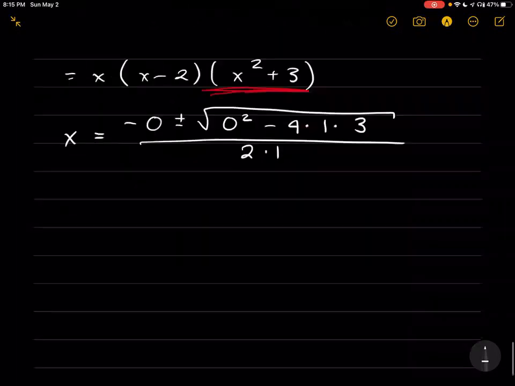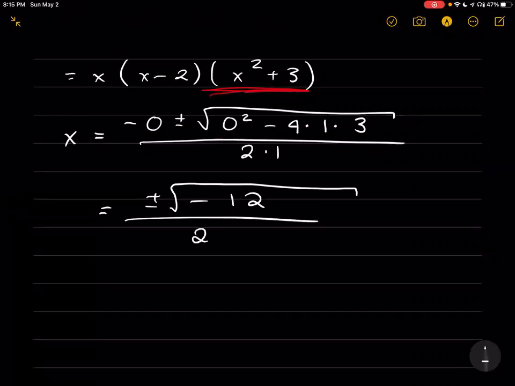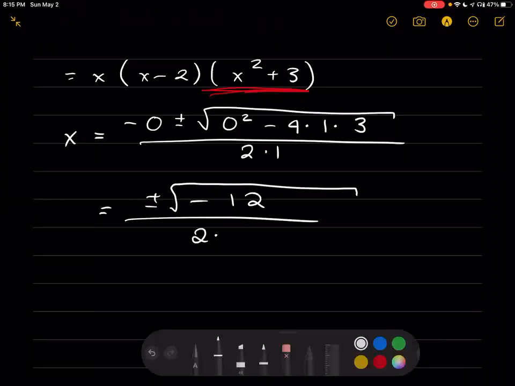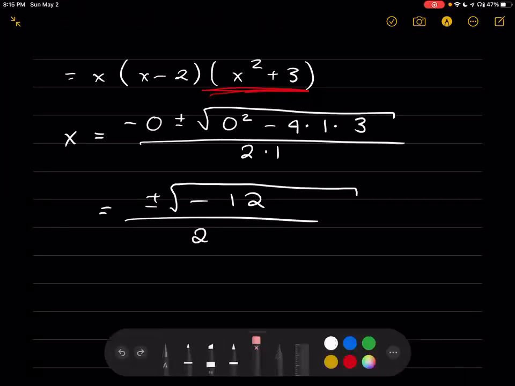Now we simplify. So that minus 0 goes away because it's 0, and the 0 squared also goes away. And we get a minus 4 times 1 times 3, which is minus 12, and that's going to be over 2. 2 times 1 is just 2. So we'll write it as that.